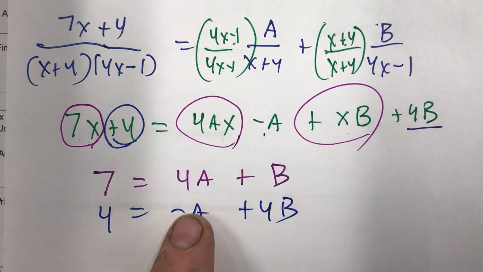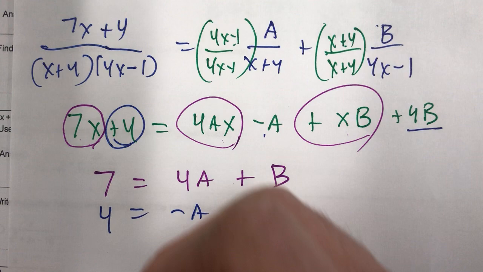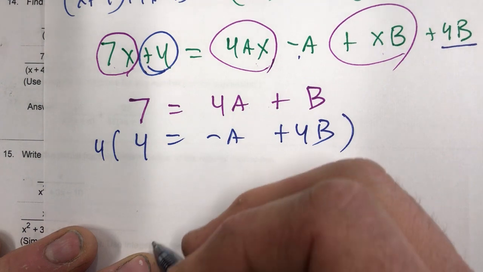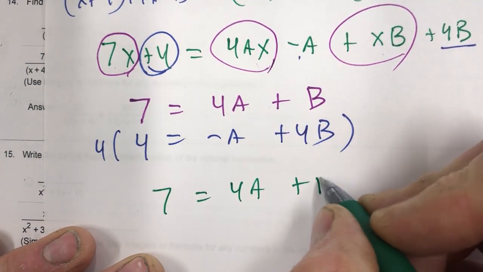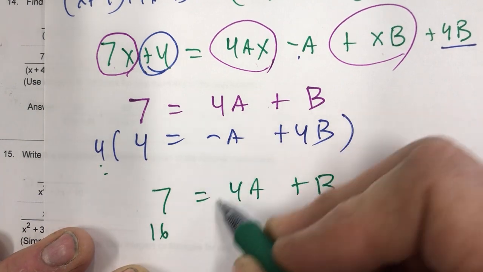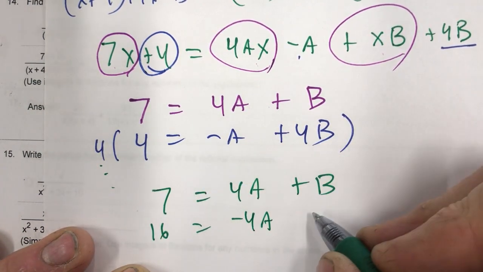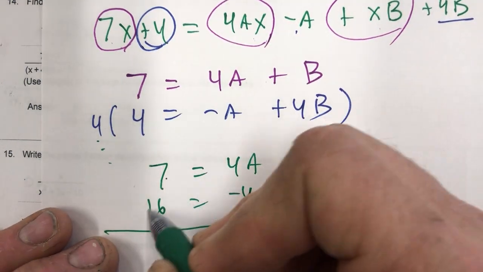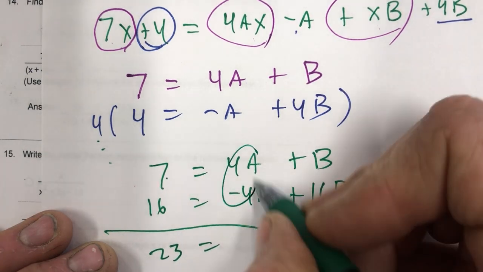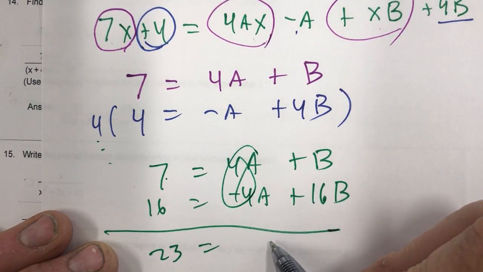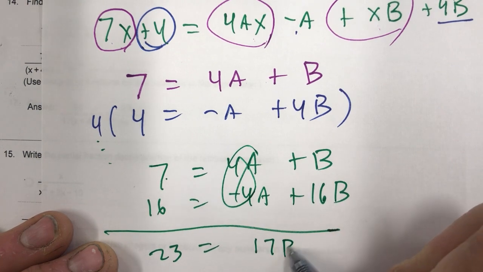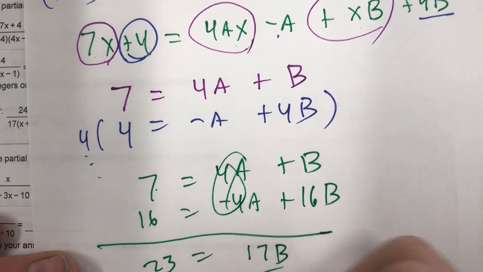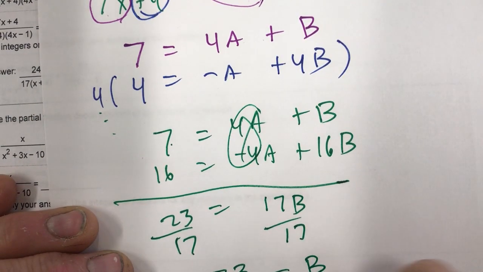And I think what's easiest here, if I just multiply by 4 here, these will eliminate. So I'm going to multiply this bottom one by 4. That's going to give me 7 equals 4a plus b. Then 4 times 4 is 16. 4 times negative a is negative 4a. 4 times 4b is 16b. And now see, these are opposites, so I can add them together. 7 plus 16 is 23. And then 1b plus 16b is 17b. So I divide both sides by 17. 23 over 17 is what b is.